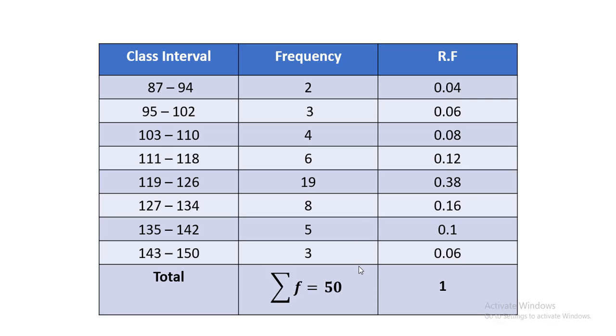Okay, if I just add all these values, my answer will be 1. So for relative frequency, for every frequency we divide it by the total frequency. Let's say if we have 2, we will be dividing it by 50 to get the relative frequency of the first class. For the second class, the second class frequency is divided by the total frequency, and that is how you calculate it, and the sum should always be equal to 1.